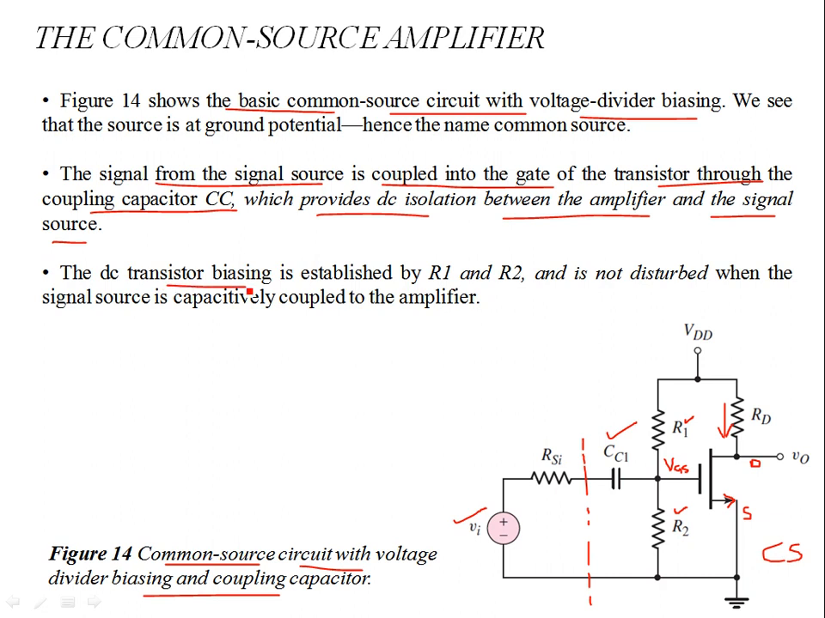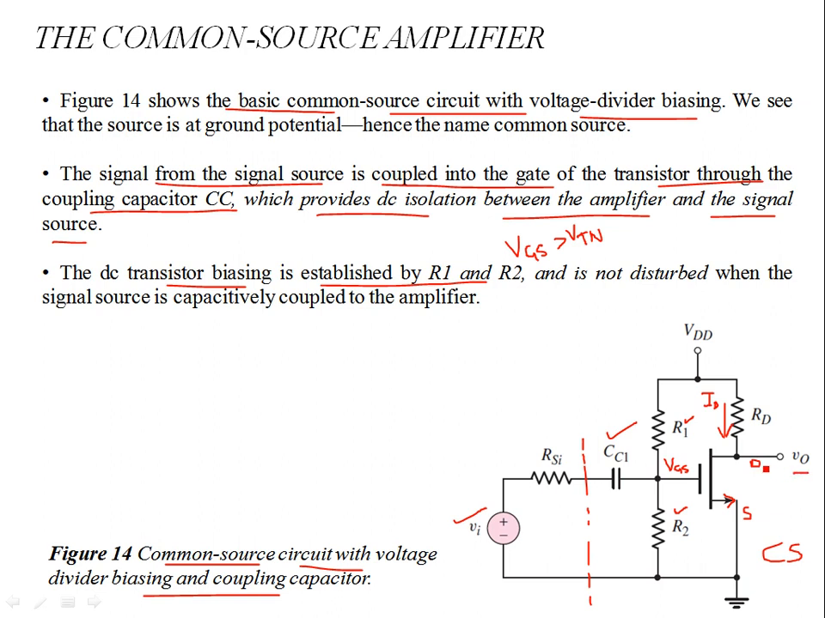So the DC transistor biasing is established by R1 and R2, which establish the gate source voltage. This VGSQ is important because it is going to determine your drain current. VGS has to be higher at least than VTN, which is the threshold voltage at which the transistor turns on. Once this is on, the transistor is either biased in the saturation or in the non-saturation region. And for linear amplification purposes, you have to make sure that this ID current is the saturation current, which does not depend on VDS, the output voltage.